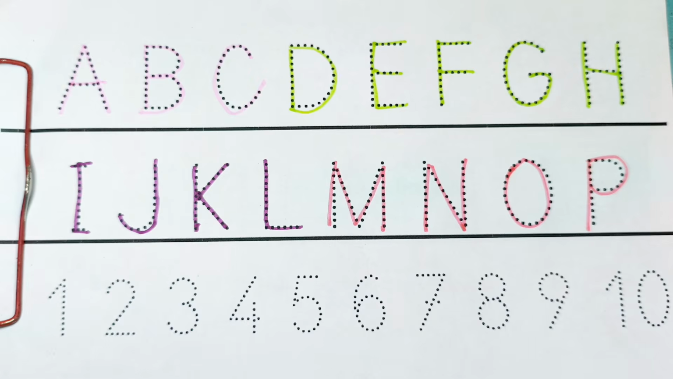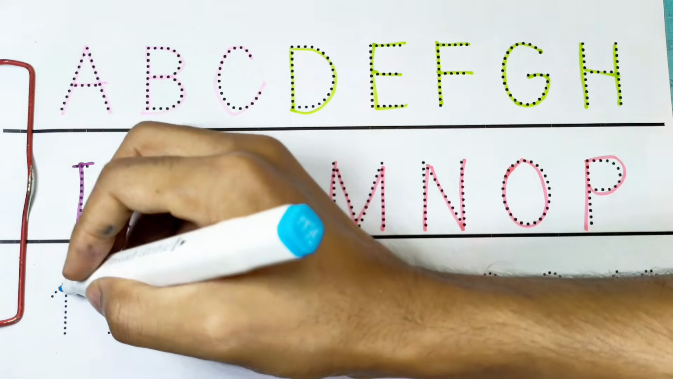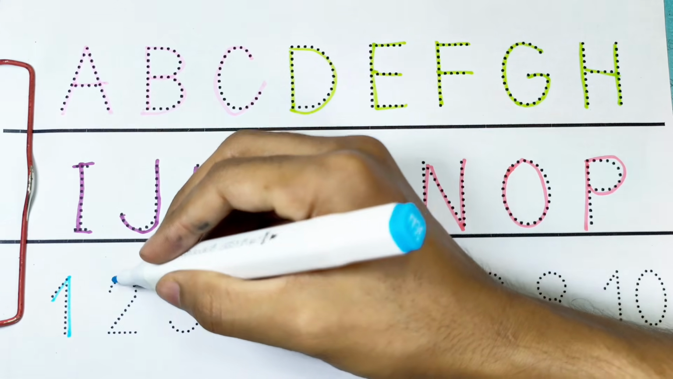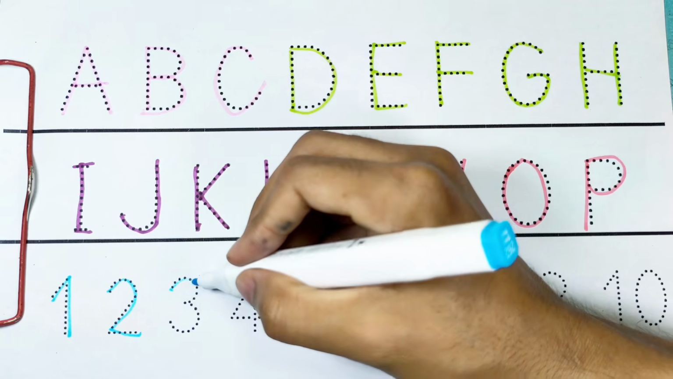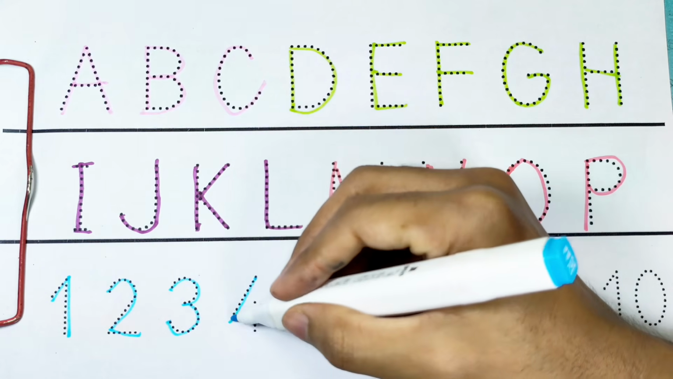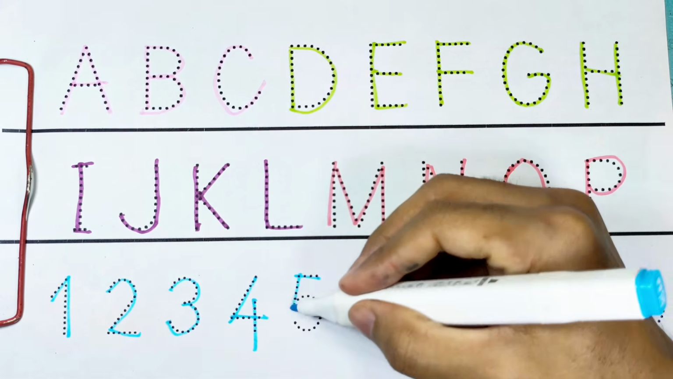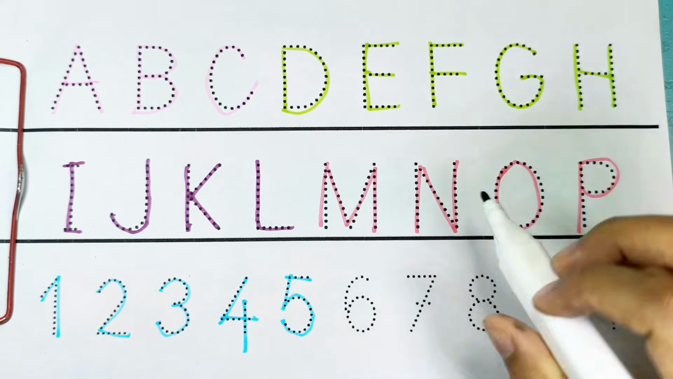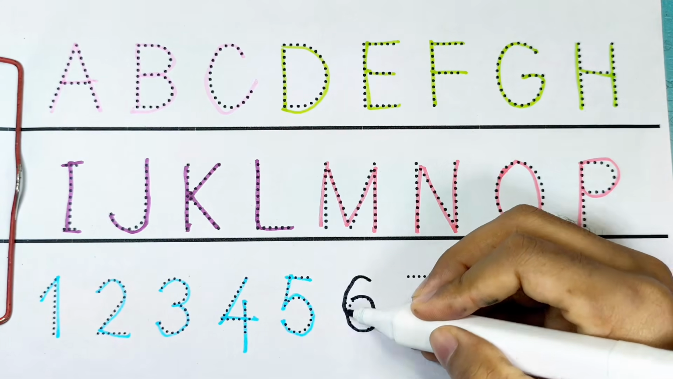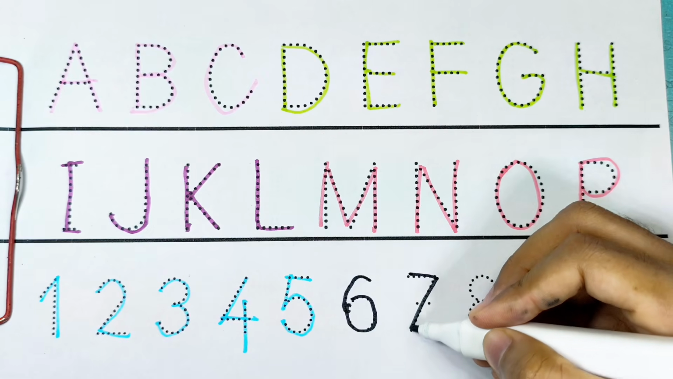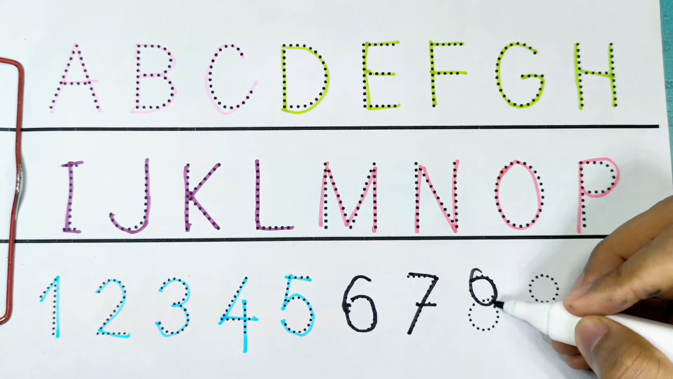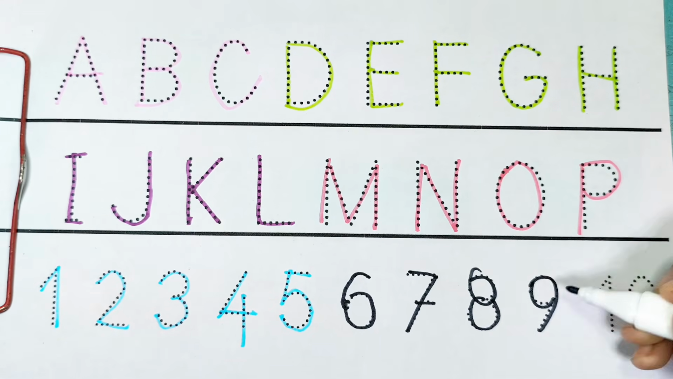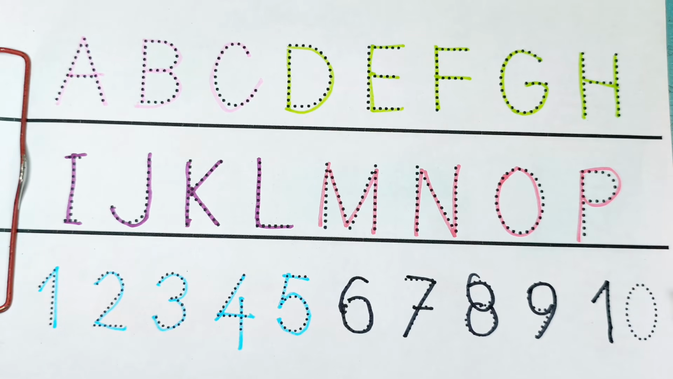Now we're writing numbers. Baby blue color. 1. O-N-E, 1. 2. T-W-O. 3. And the next one is 4. F-O-U-R. 5. F-I-V-E, 5. Black color. 6. S-I-X, 6. 7. 8. 9. N-I-N-E, 9. And the last one is 10.